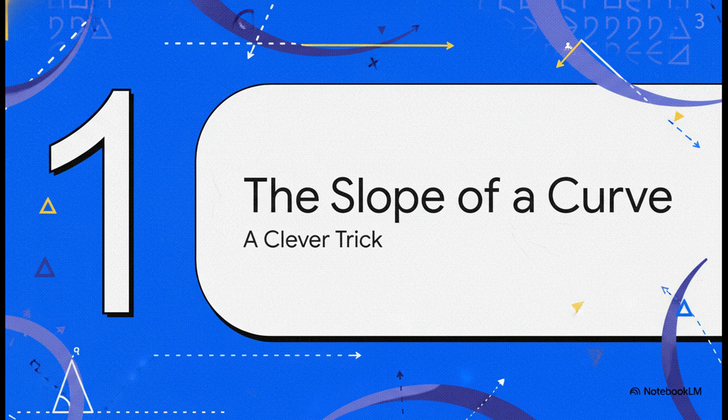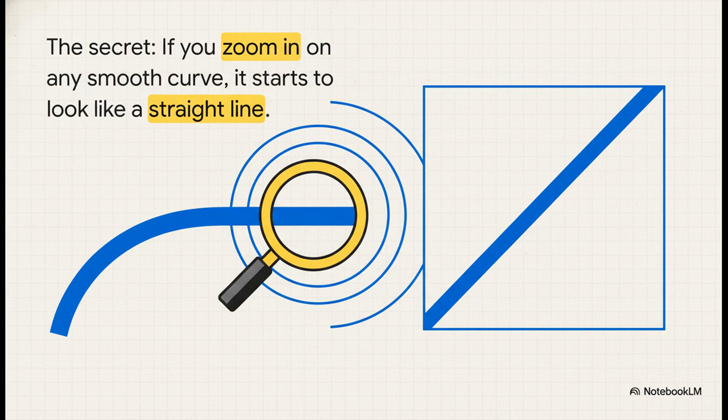To solve this puzzle, we don't need some kind of mathematical brute force. Nope. We just need a really clever trick. It's an idea that's so simple, but so incredibly powerful that it basically forms the bedrock of all of calculus. So here's the secret. Imagine you have this super-powered magnifying glass. As you zoom in, and I mean really zoom in, on any tiny little piece of a smooth curve, something amazing starts to happen. The curve begins to flatten out. And if you zoom in far enough, it becomes completely indistinguishable from a straight line.